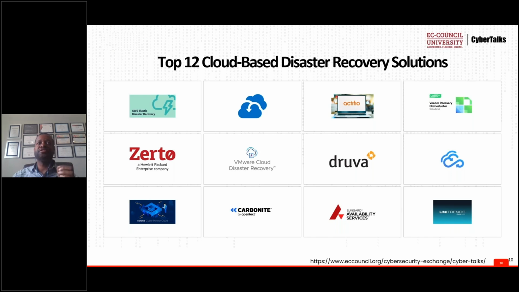Next, we have Azure Site Recovery. This is Microsoft's platform, which offers seamless DR orchestration across hybrid and cloud native environments. Now, this is ideal for those already within an Azure ecosystem.